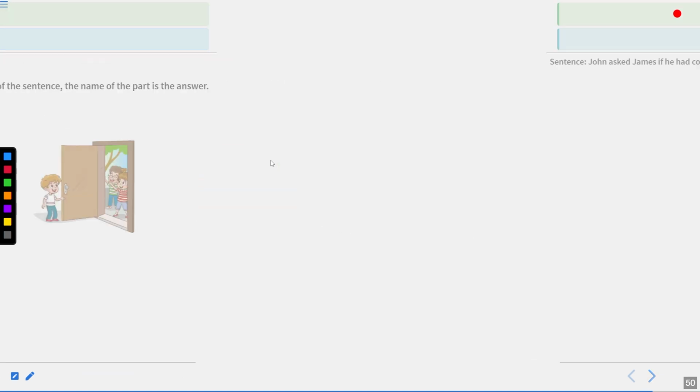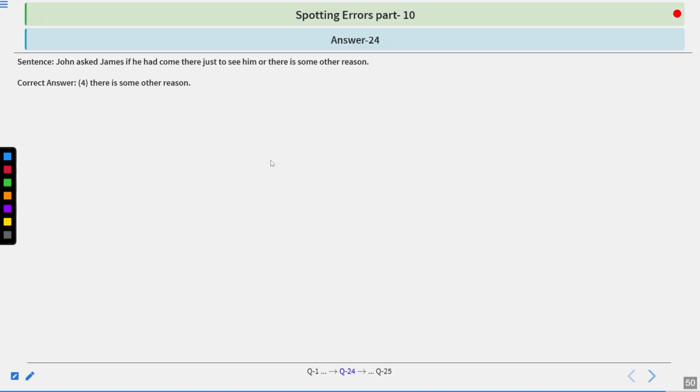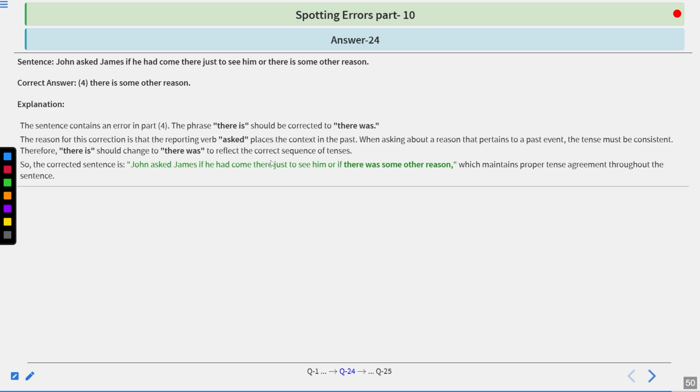I hope you have answered. Let's look at the correct answer. There is some other reason. Option number 4. The explanation is the phrase there is should be corrected to there was. The reason for the correction is that the reporting verb asked places the context in the past. When asking about a reason that pertains to a past event, the tense must be consistent. Therefore, there is should change to there was.